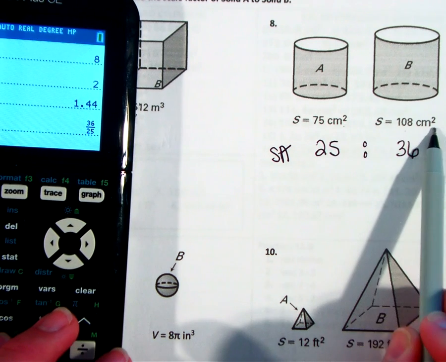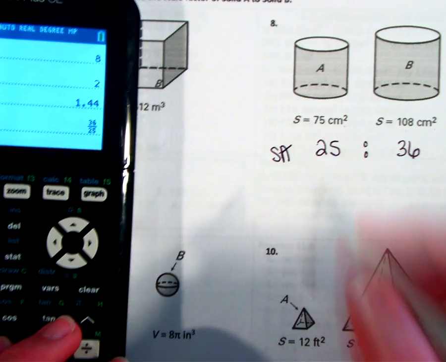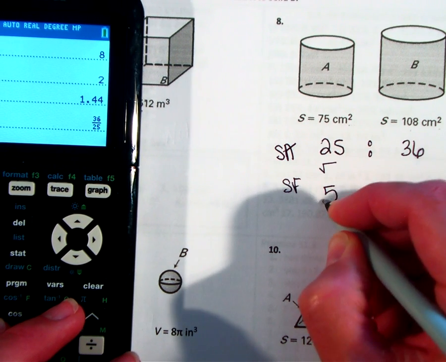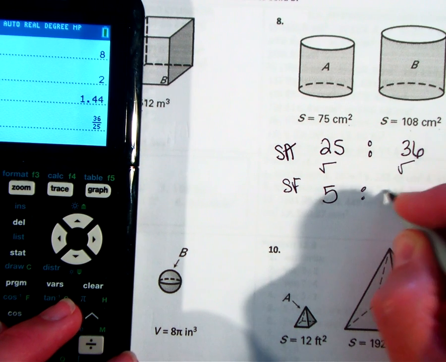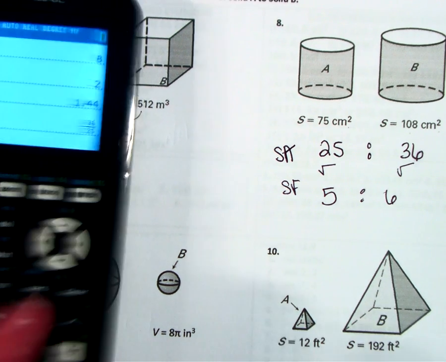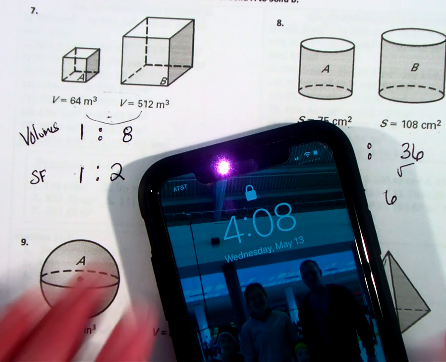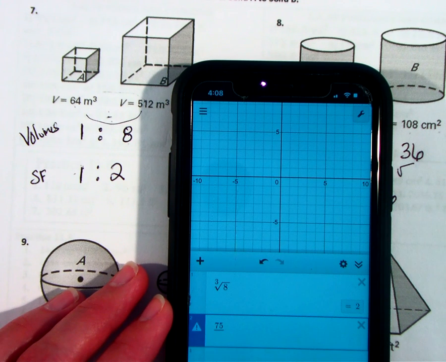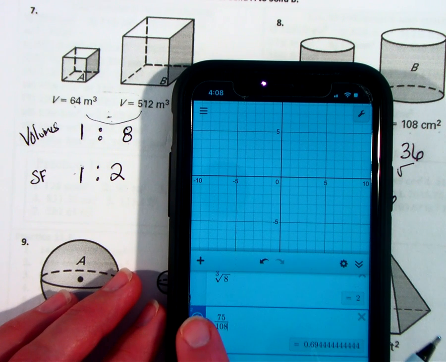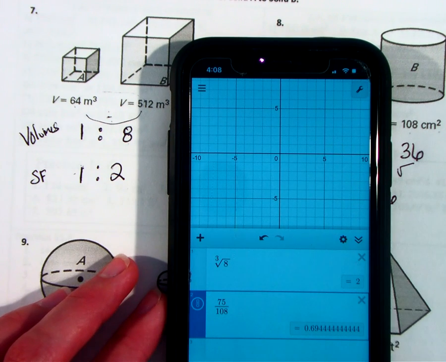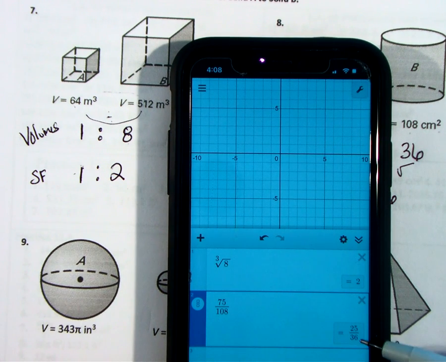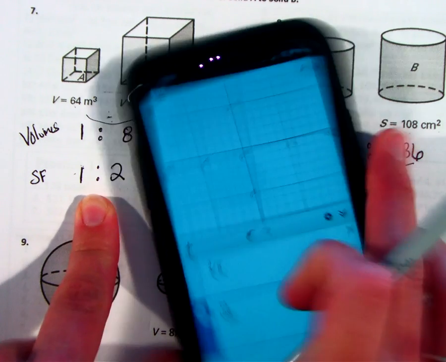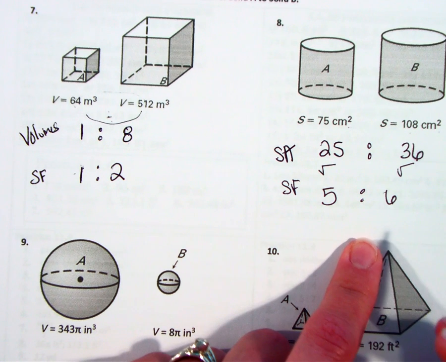So because these numbers are squared, I'm going to square root to get the scale factor. So if I square root 25, I get 5. Square root 36, and I get 6. So that's my scale factor. On Desmos, remember, if you're dividing two numbers, you can get it to do a fraction just by tapping on the side there. If I do 75 divided by 108, just by tapping in this circle here, right next to the number, it'll give you that fraction 25 over 36. Okay, so you have to cube root if you're given volume. You have to square root if you're given surface area.